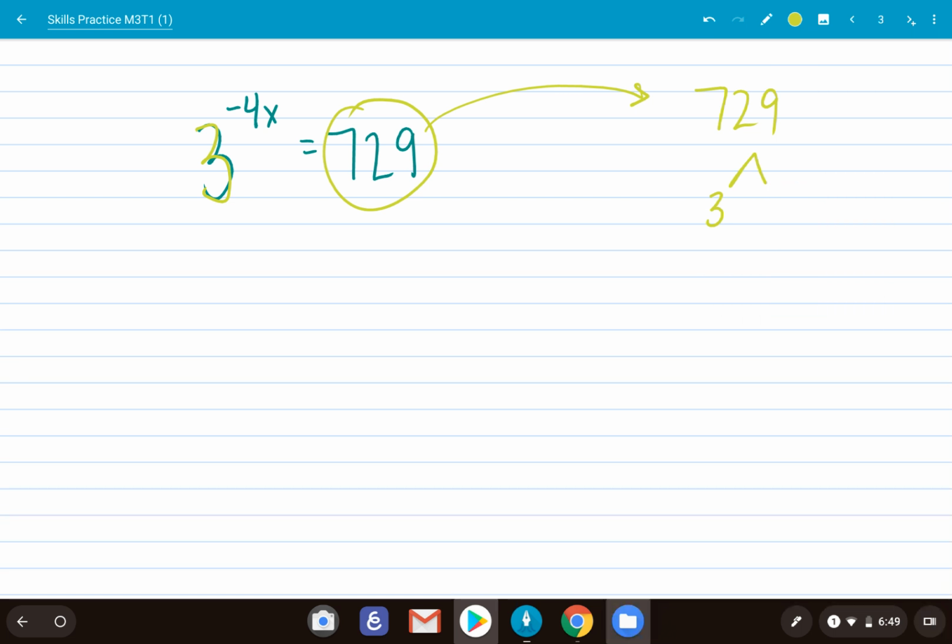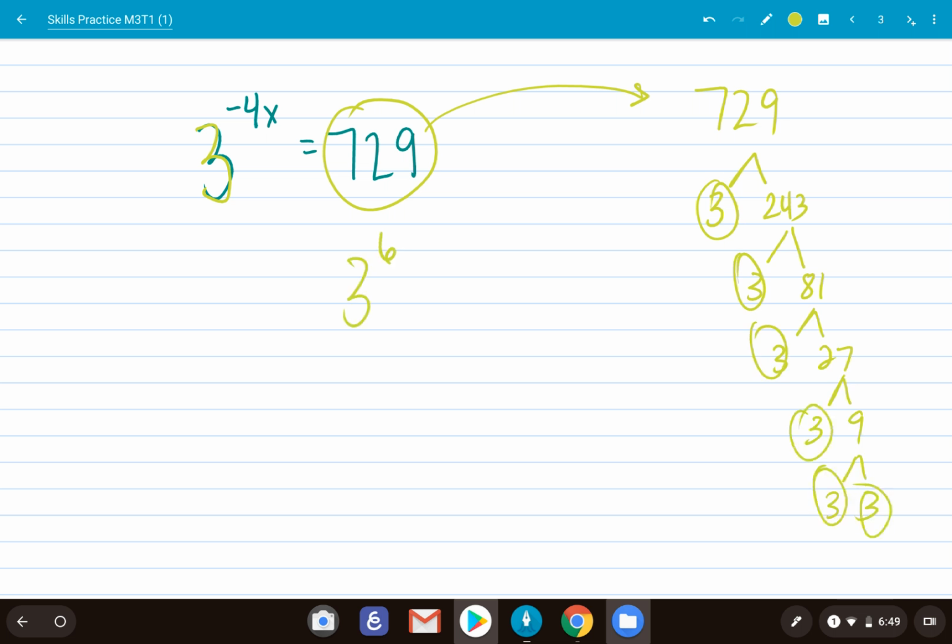3 goes into 729, 243 times. And then 3 goes into 243, 81 times. 3 goes into 81, 27. 9, 3, 3. So we know 729 is the same thing as 3 to the 6th power.